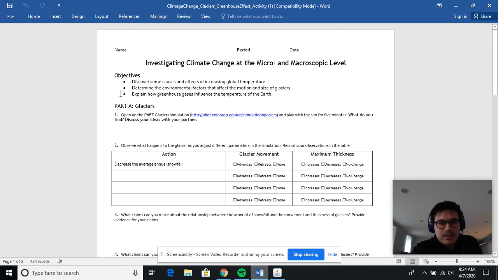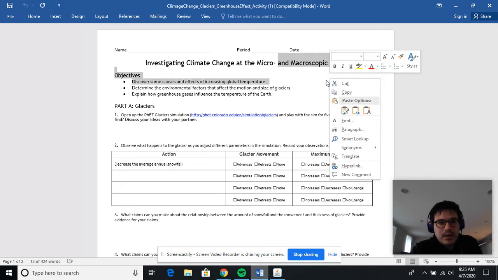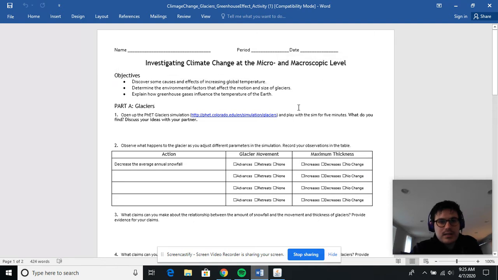Our objectives for today are to discover some causes and effects of increasing global temperature, determine the environmental factors that affect the motion and size of glaciers. That's our macroscopic level. That's this word here. And explain how greenhouse gases influence the temperature of the Earth. And that's more of a micro level problem.